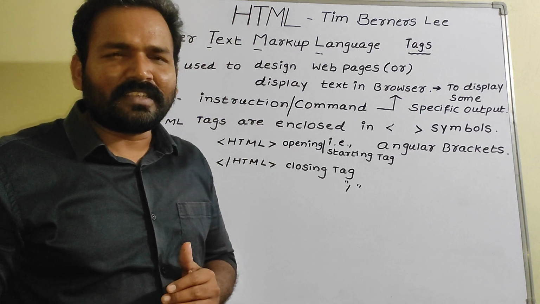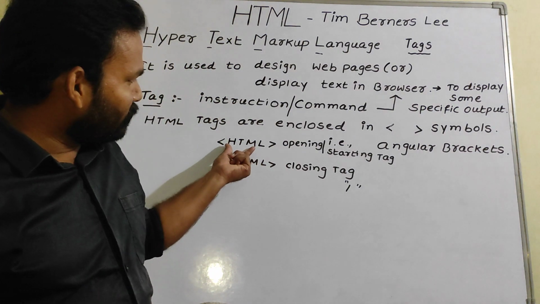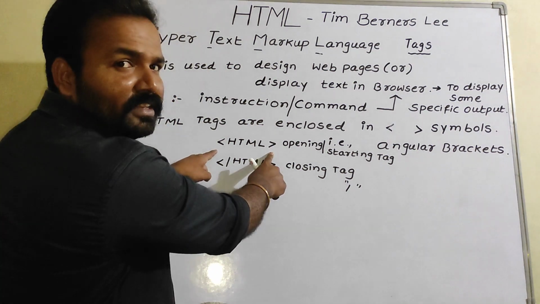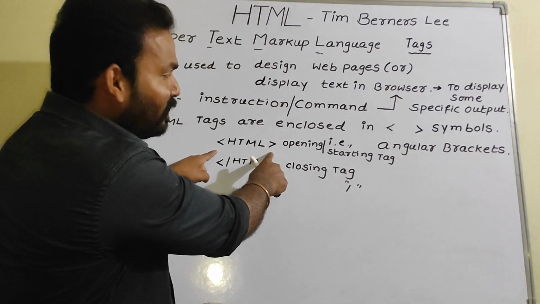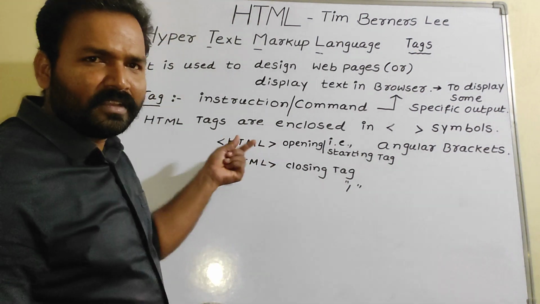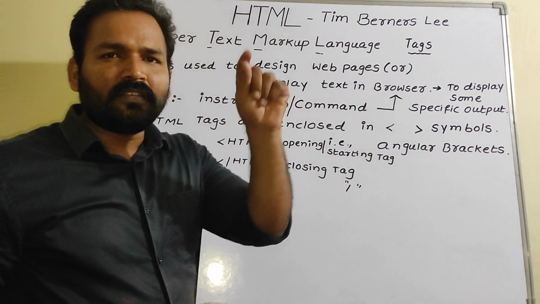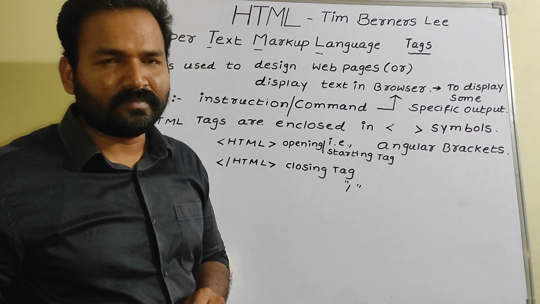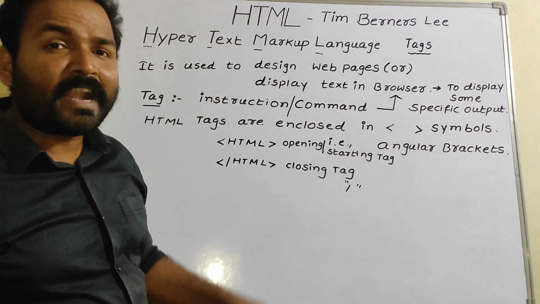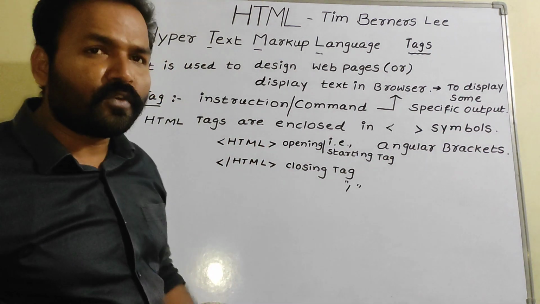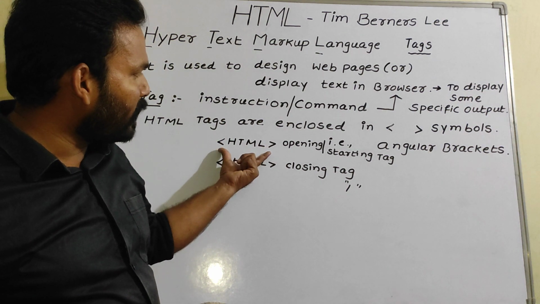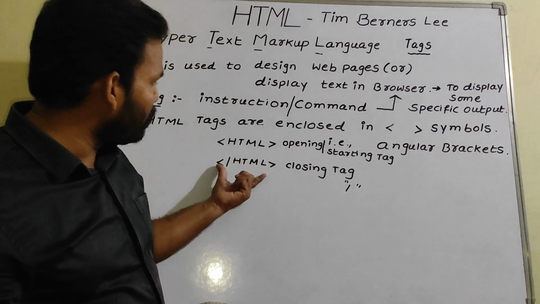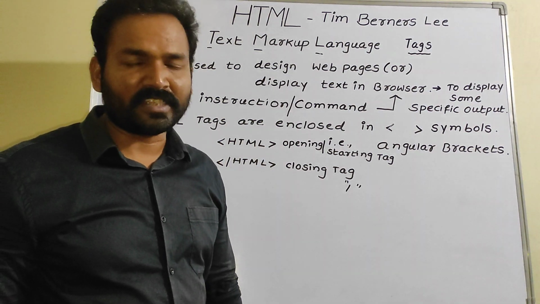Or in other words, a tag is a keyword which is written within less than and greater than symbols. A tag is a format name surrounded by angular brackets.